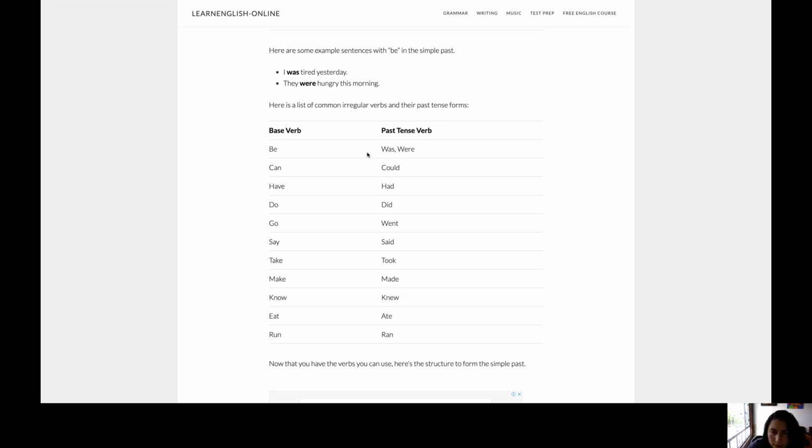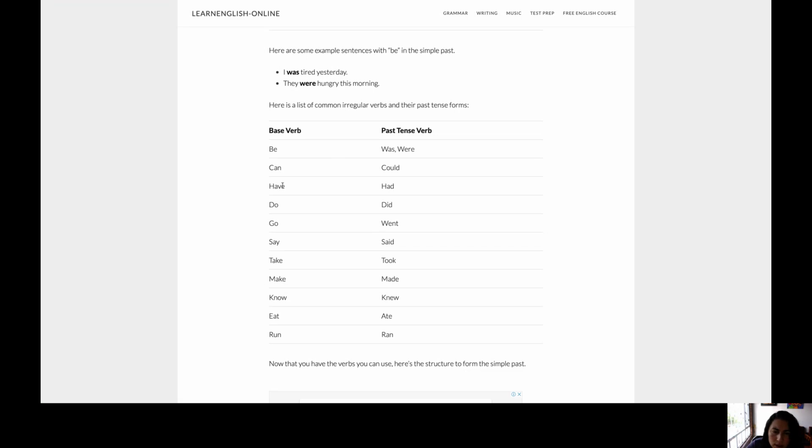Entonces, esta es una parte de la lista. Recuerden que la lista tiene 3 columnas, pero como estamos hablando del tiempo en pasado, por eso únicamente aquí aparecen algunos de ellos. Be, remember that can be was or were, depending on the subject. Can means poder, and the past of poder is could.